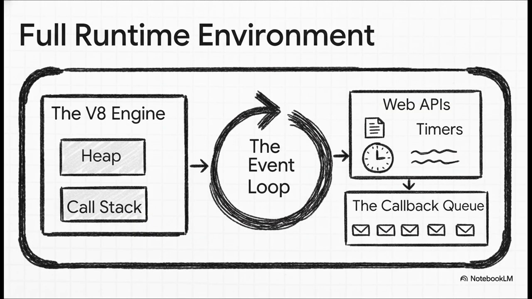So let's look at the full picture. The runtime environment is way more than just the V8 engine. The browser also gives us a whole set of tools called web APIs. This is where things like the DOM, AJAX, and timers live. It also provides a waiting area called the callback queue. And then there's the coordinator of this whole operation, the event loop. These are JavaScript's hidden teammates.